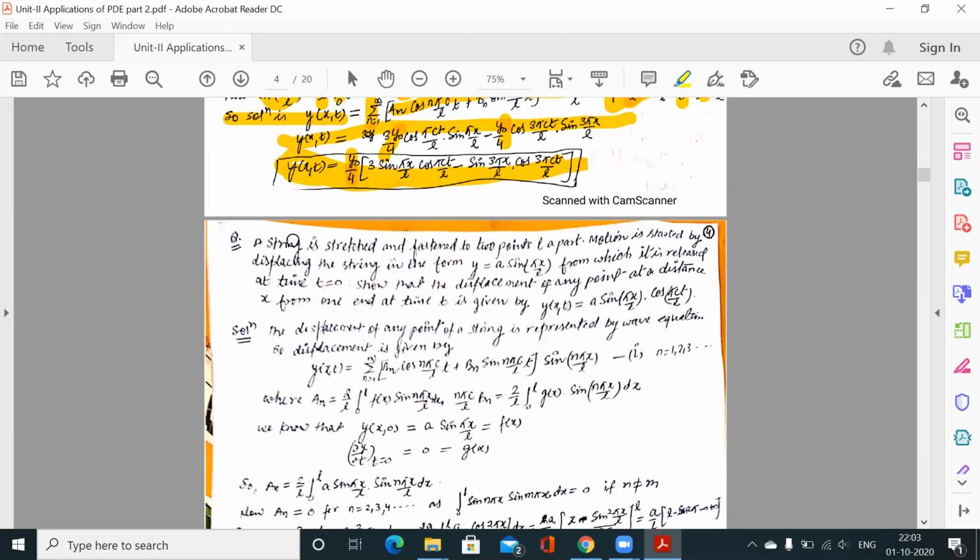So in this question also the same question is there. What is the difference? A string is stretched and fastened to two points, L apart, means again the length of the string is L. Motion is started by displacing the string in the form, means this is our f(x). Clear? ये क्या दिया है हमें? Motion is started by displacing the string, means this is the initial displacement, means f(x). So f(x) is a sine pi x by L.